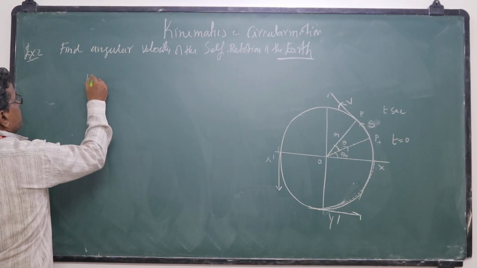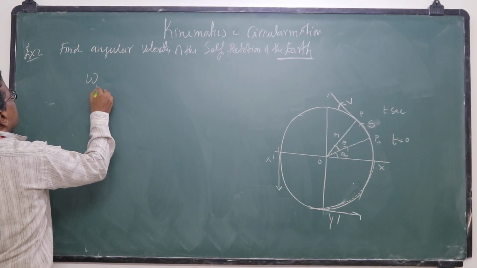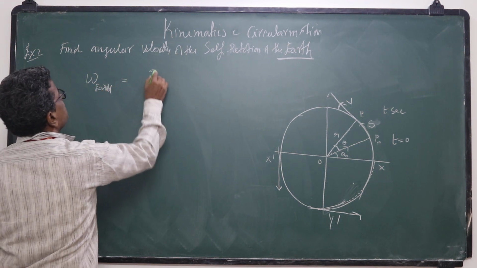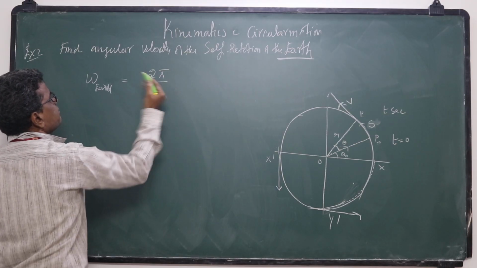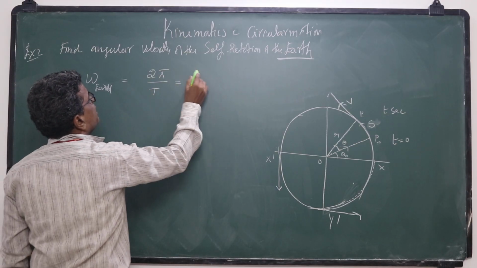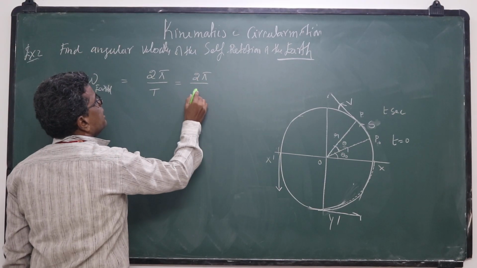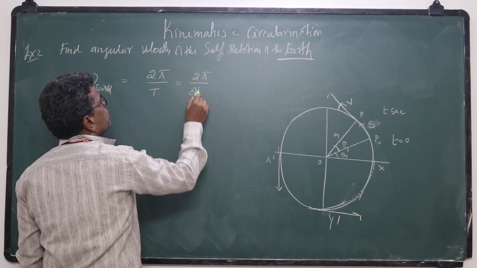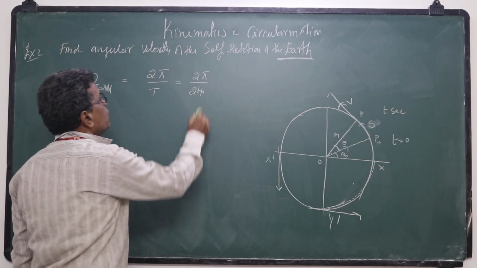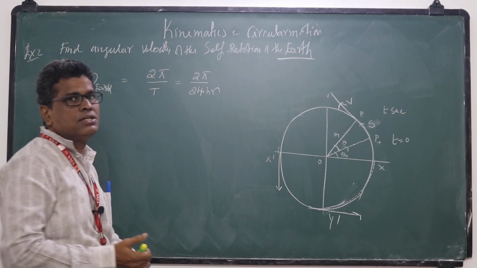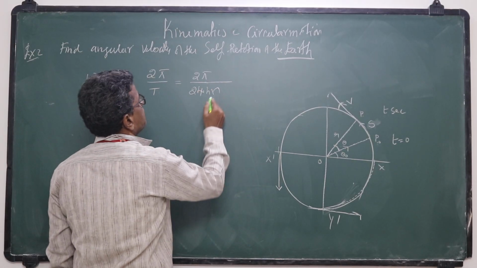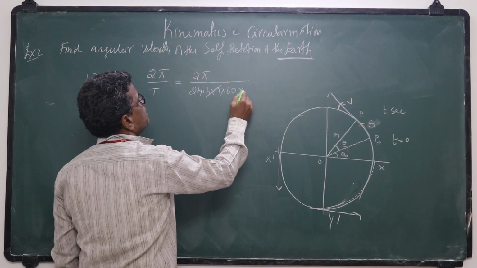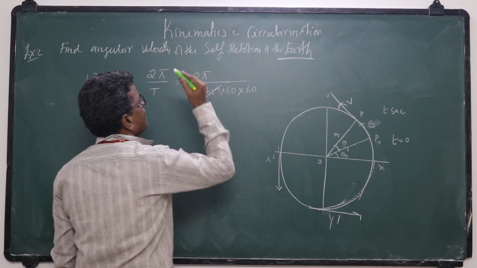The angular speed of the earth, for self rotation, the angular velocity is given by 2 pi by T. For one rotation, how much time will it take? T is the time for self rotation, 24 hours. You convert hours into seconds. 1 hour is 60 minutes, 1 minute is 60 seconds.